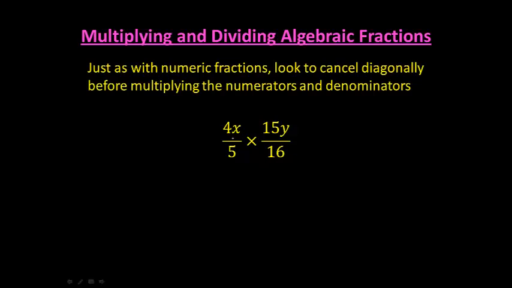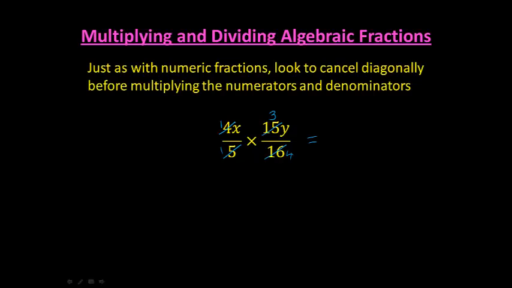If I look at 4x and 16, are there any common factors between 4x and 16? Hopefully you can see that 4 is a common factor of both. So 4 goes into 4 once, and it goes into 16 4 times. So I can simplify that to 1x and 4. Again, I'll look diagonally with the other two, 15y and 5. And 5 goes into both of those, so 15 simplifies to 3, and 5 simplifies to 1.